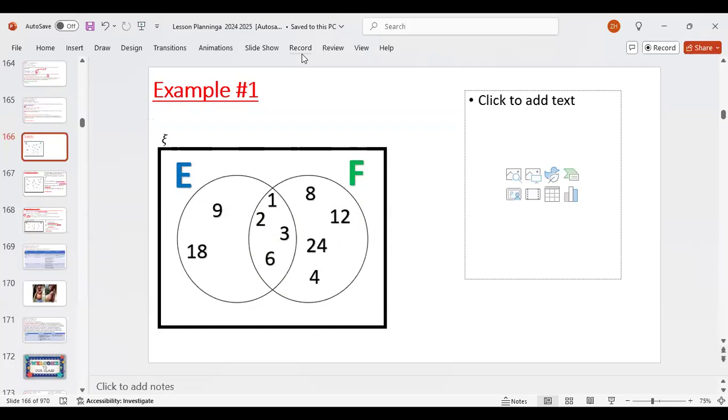So question. 10, 4, are you there? Where's 10, 4? Yes, sir. What are the elements of set E? What are the elements in set E? 9 and 18. How about the rest? All of E. 9, 18, 1, 2, 3, and 6. Very good.